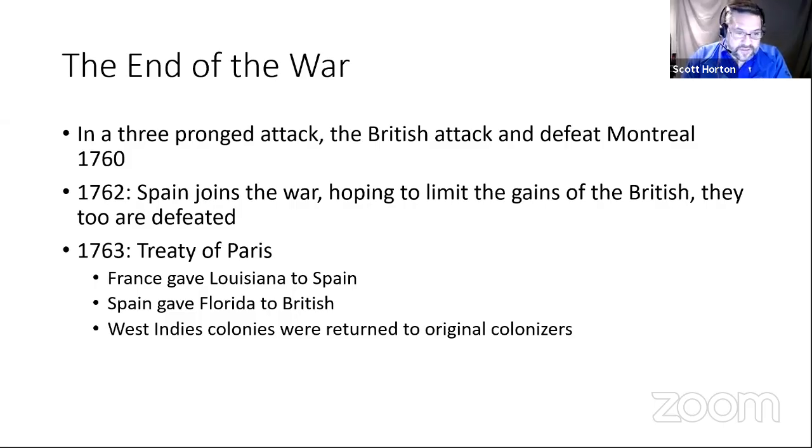France gives Louisiana to Spain. Spain gives Florida to the British because the Spanish actually jump in on the war late, trying to make sure that the British don't win too much here. And the West Indies were returned to whoever owned them at the beginning of the war. And so a long time ago, in a place far, far away, England and France went to war with each other. England defeats France, but in this case, the French are driven out of North America. And that's an important difference of this war, as we'll see in just a moment here.